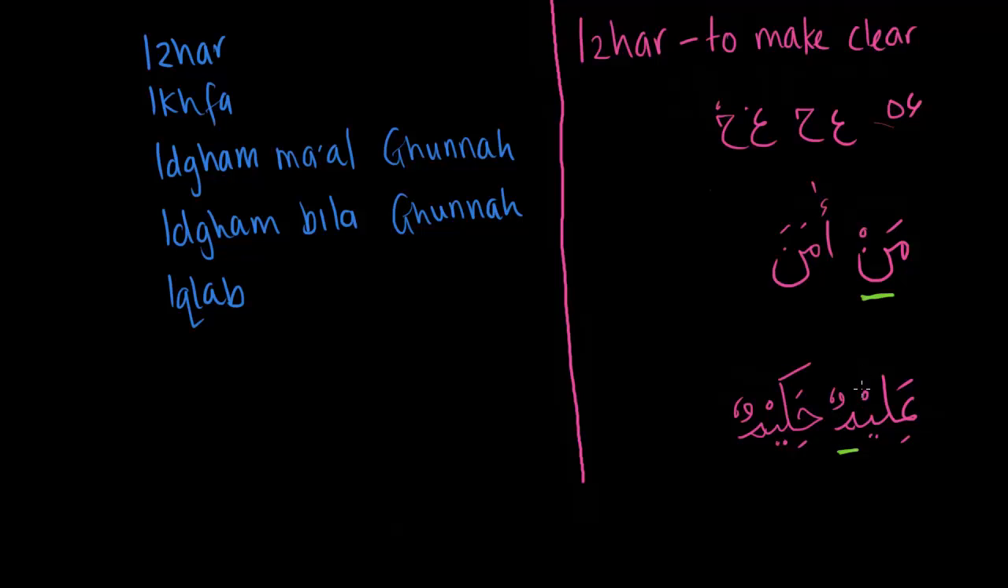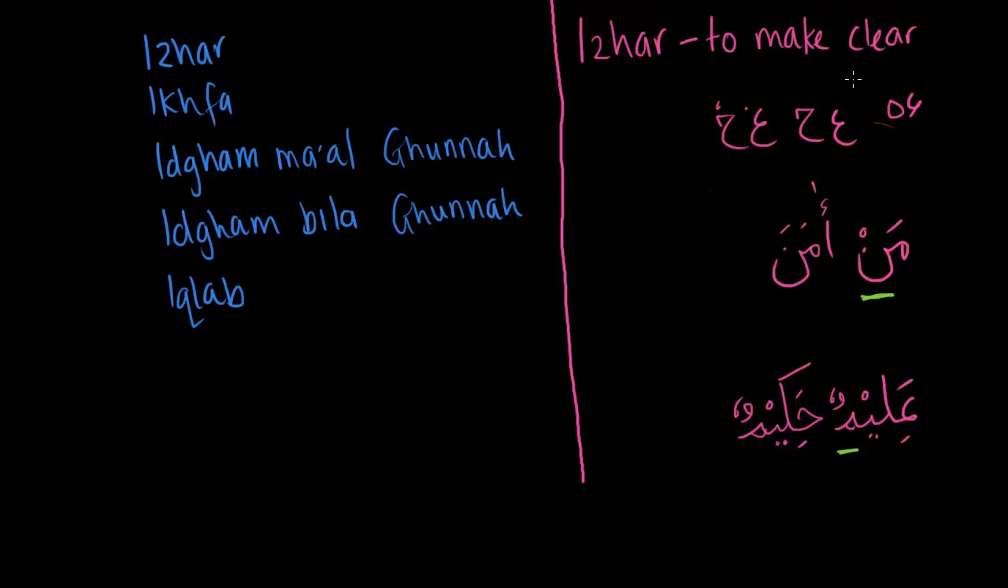What does that mean? That means we have to read this nun sakin or tanween clearly without ghunna. What is ghunna? Ghunna is the sound that comes from your nose. That sound that comes from your nose is called ghunna. And we know it comes from your nose because if you pinch your nose and try to say it, you can't, and it stops the moment you pinch your nose.